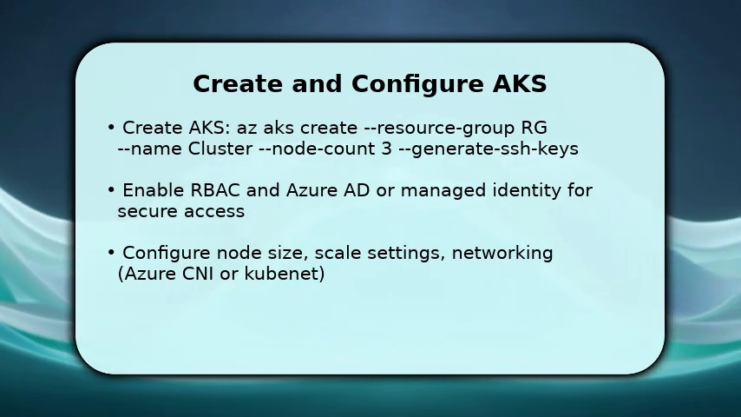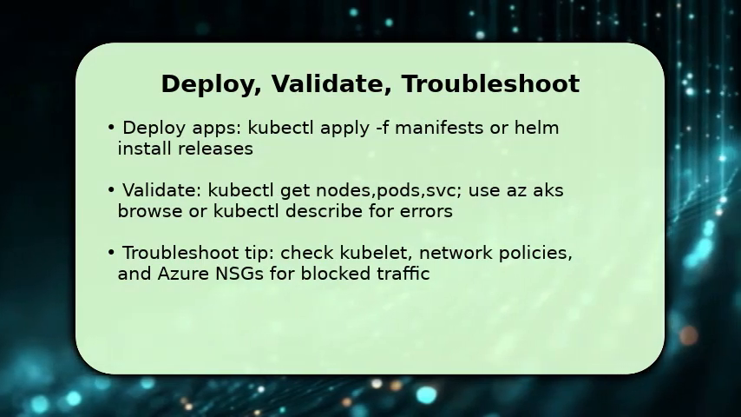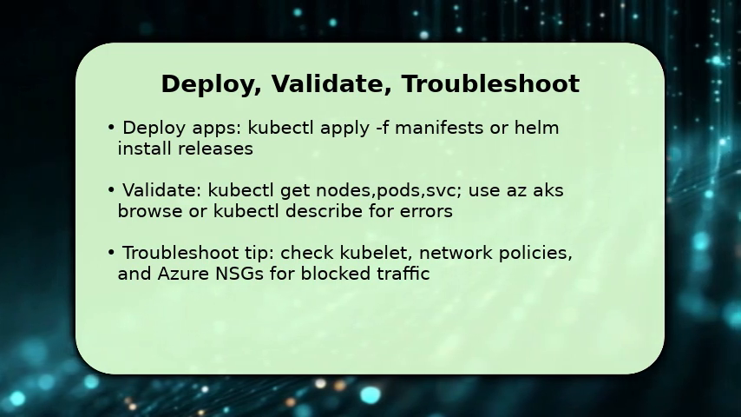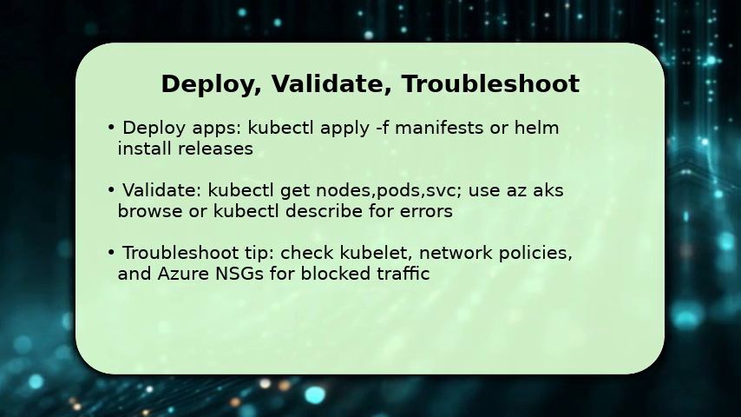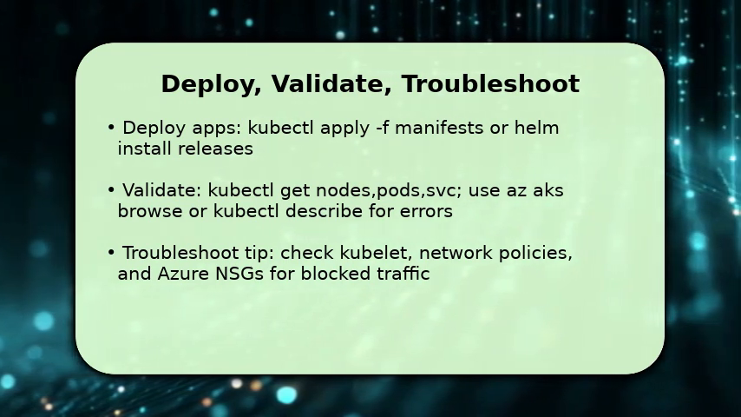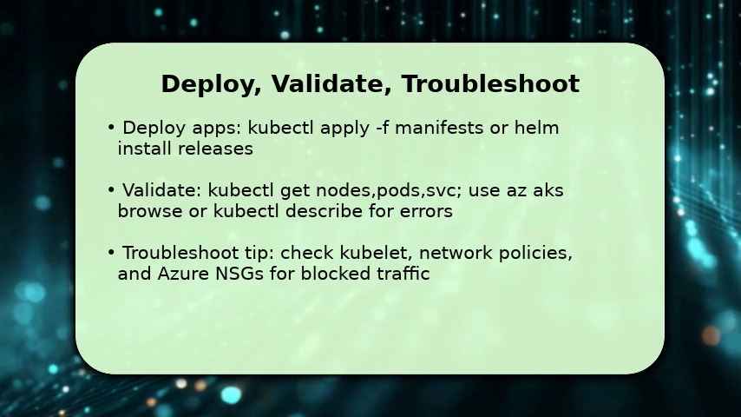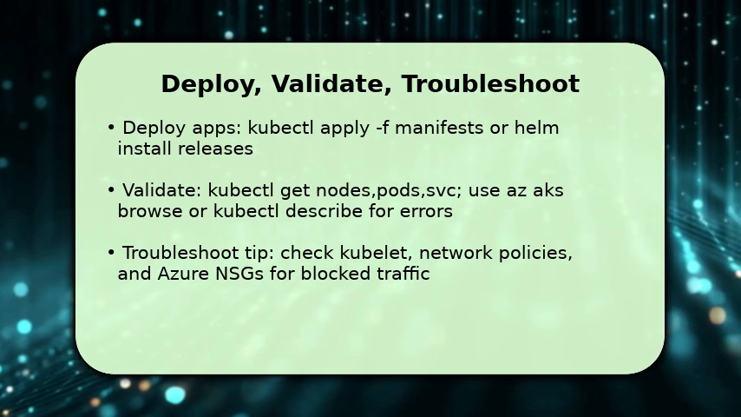Finish by deploying a test workload and validating cluster health so you confirm success end-to-end. Use kubectl apply or Helm install to deploy, then run kubectl get nodes, pods, and services to inspect state. If something fails, describe failing pods and check events. Also verify Azure Network Security Groups, route tables, and CNI status because network issues are common culprits.